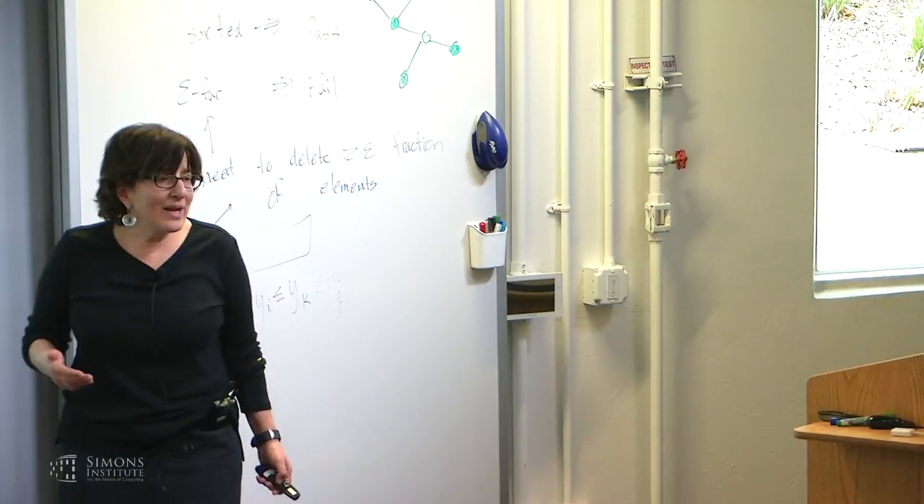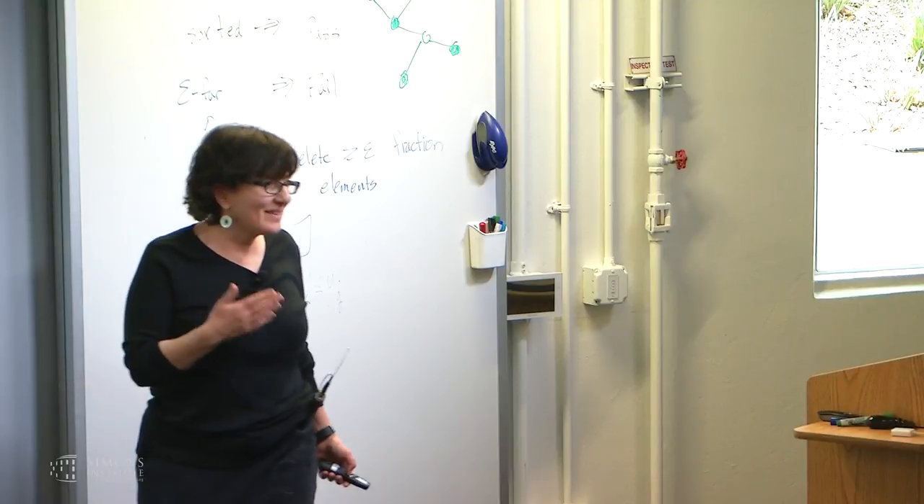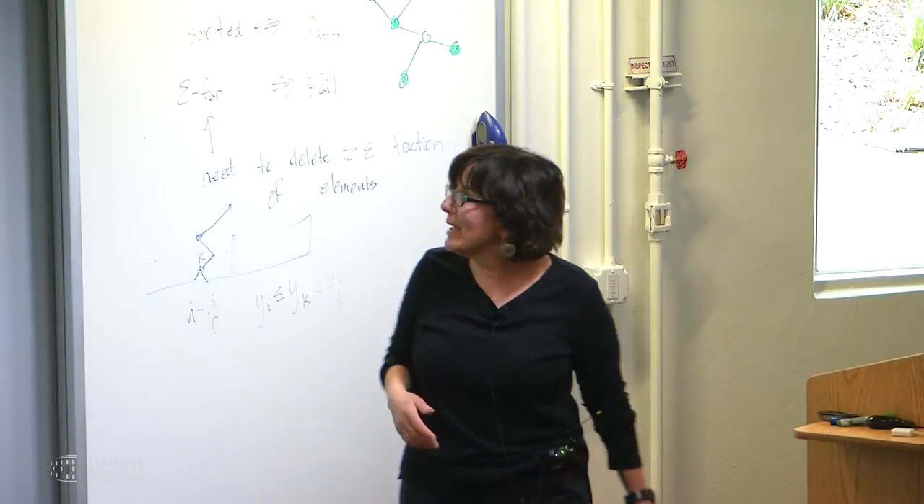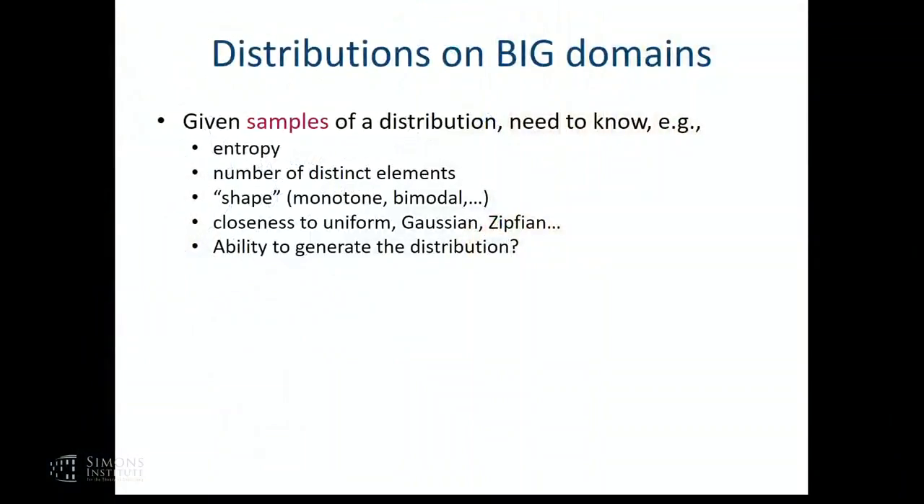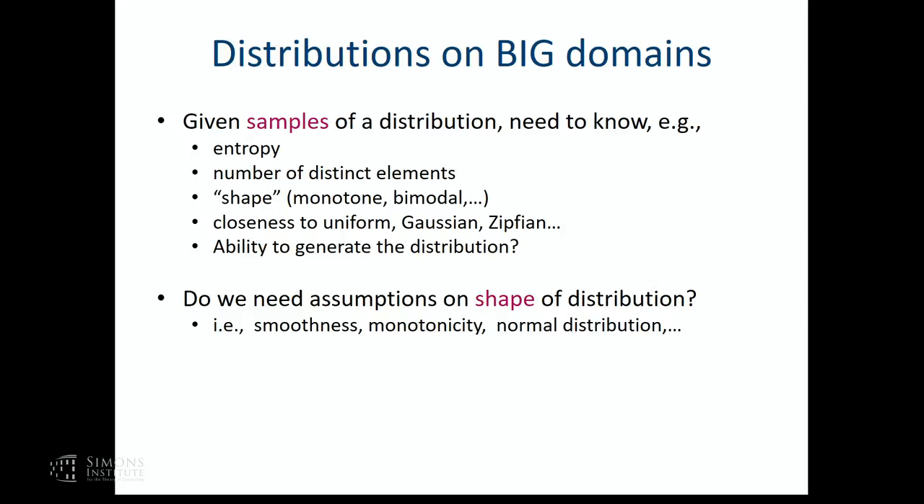So maybe you want to know something else about this. I'll talk about testing whether a lottery is uniform, but maybe you want to know whether the distribution has a specific entropy. You want to estimate the entropy, or you want to count the number of distinct elements. You want to know something about, is it a monotone distribution, or does it go up and down? Is it k-modal? Does it look like a Gaussian? Or, you know, some other property?